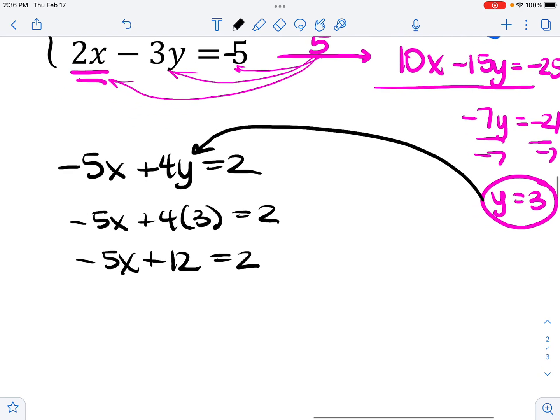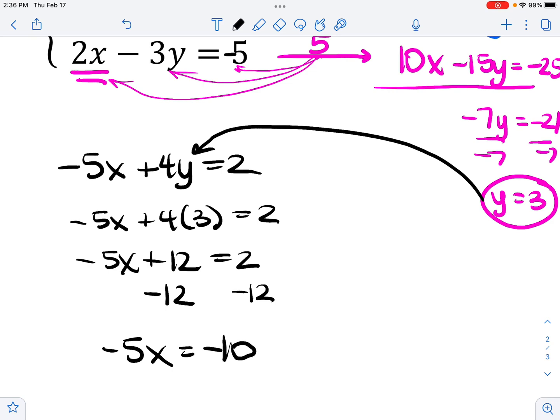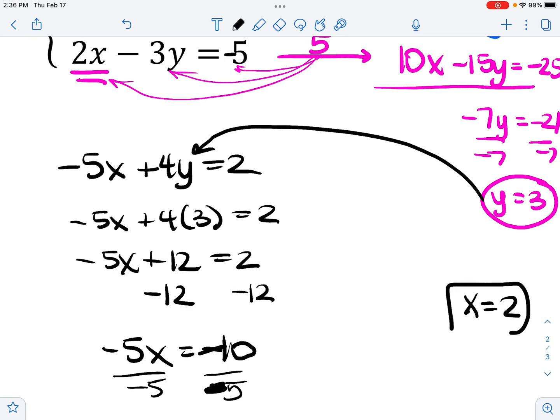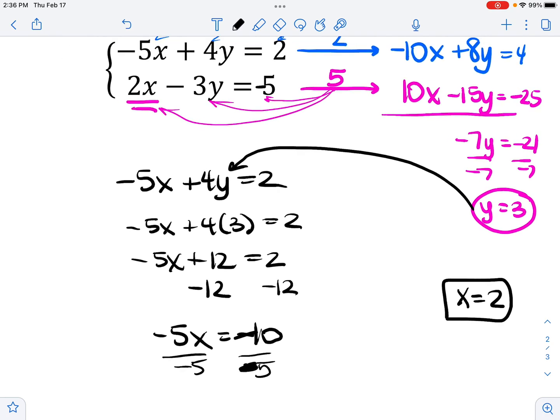And then it turns into a problem that we're sort of familiar with. 2 minus 12 is negative 10. Divide both sides by negative 5, and x equals 2. A negative divided by a negative is a positive 2. So there are 2 solutions.